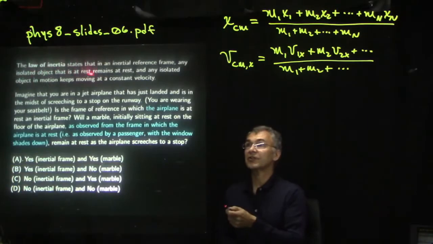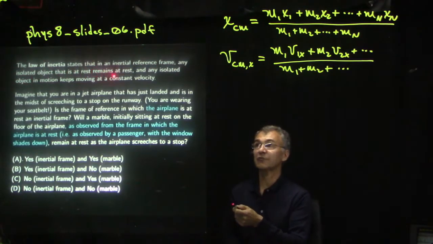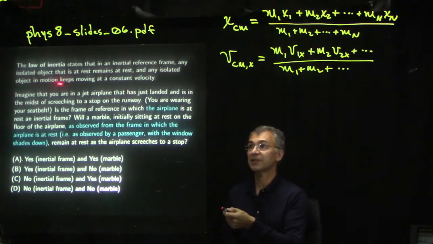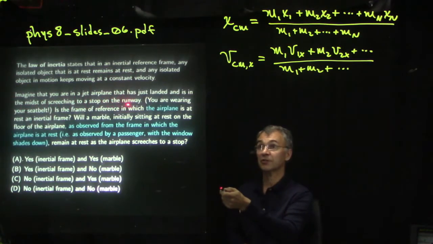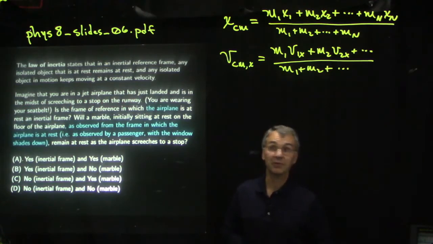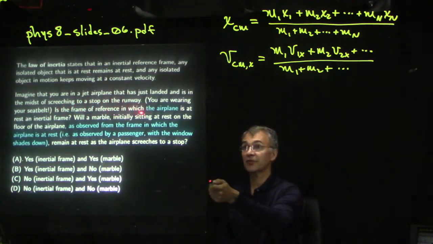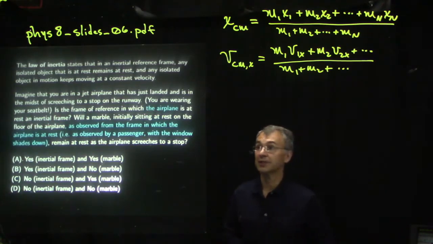So the law of inertia states that in an inertial reference frame, any isolated object which is at rest remains at rest. Any isolated object in motion keeps moving at constant velocity. So now imagine you're on a jet airplane that has just landed and is in the midst of screeching to a stop on the runway. You are wearing your seatbelt. Is the frame of reference in which the airplane is at rest an inertial frame?